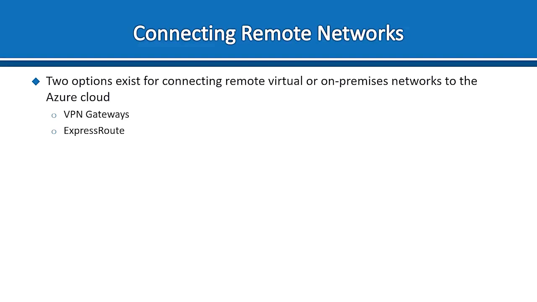So there are two options that exist for connecting remote virtual networks or on-premise networks to the Azure cloud, and those are VPN gateways as well as ExpressRoute. They both obviously are going to have their advantages and disadvantages. ExpressRoute's primary advantage is going to be low latency, but the disadvantage will be the cost. VPN gateways are very easy to set up and have various SKU levels that you can use depending on the level of performance that you require.